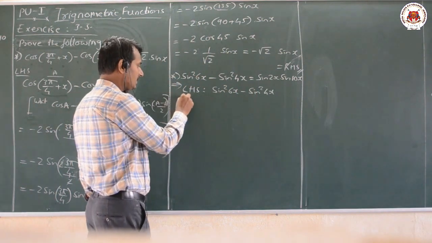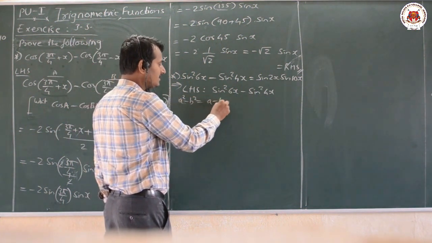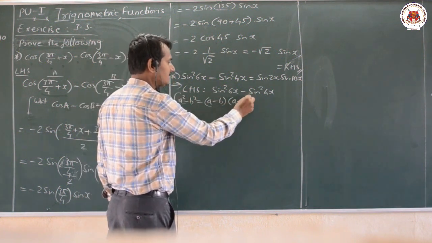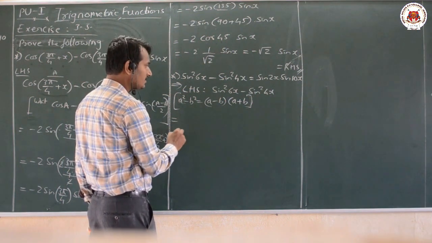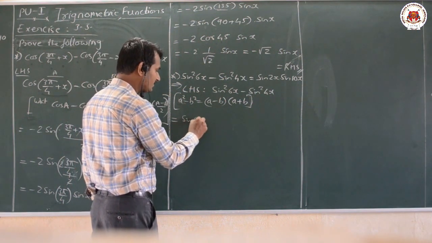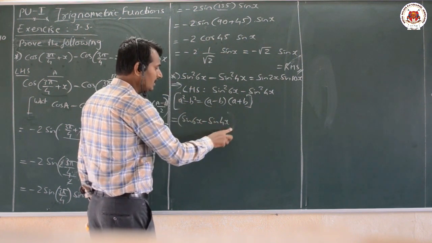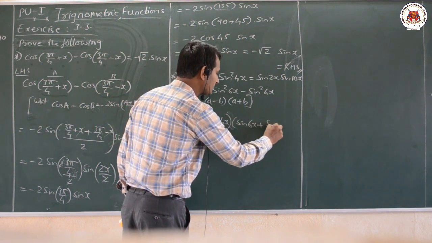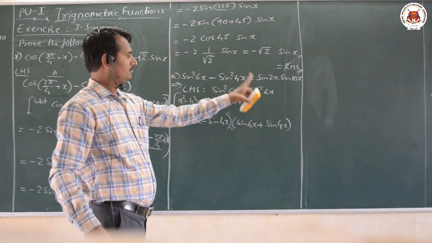Now here we know the a square minus b square part. A square minus b square means a plus b into a minus b. That I will write here, which is equal to sine of 6x minus sine 4x, into sine of 6x plus sine of 4x, that is a square minus b square.